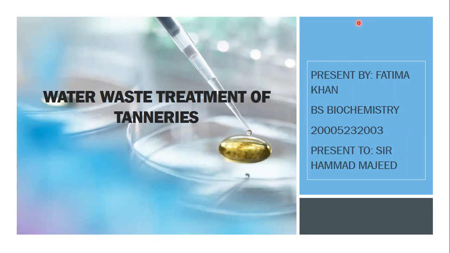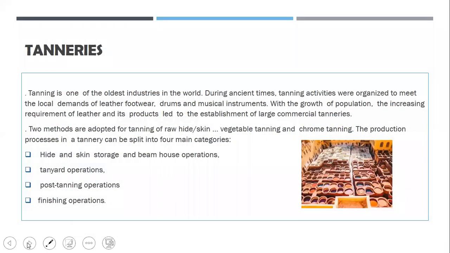Today my topic is water waste treatment of tanneries. First of all, we will discuss what tanneries are. In tanneries, basically there are two concepts. First is tanning and the second one is tanneries. Tanning is a process of converting skin and hide of animals to produce leather, and tanneries is the place where the skins are processed. So tanning is one of the oldest industries in the world.